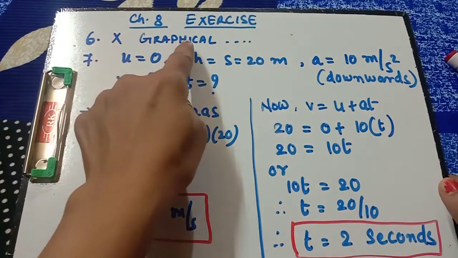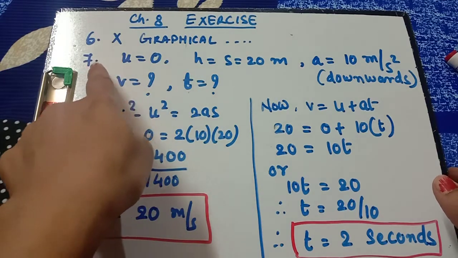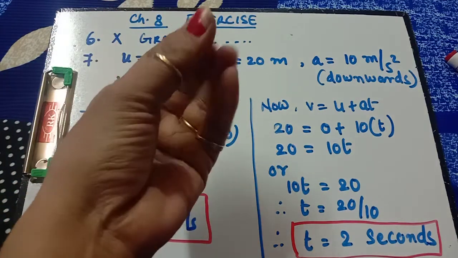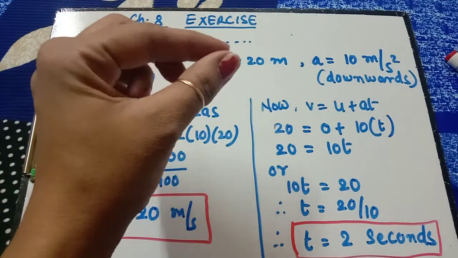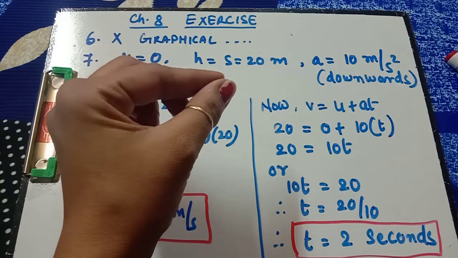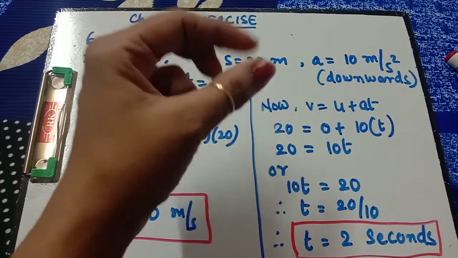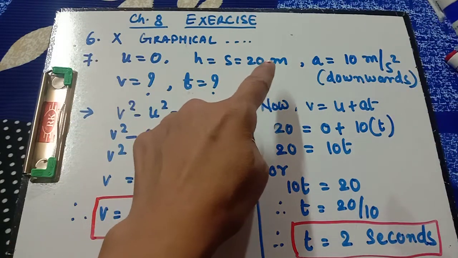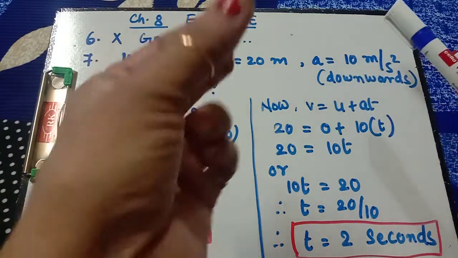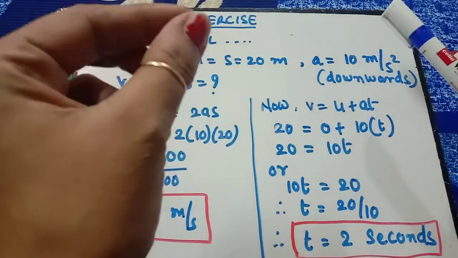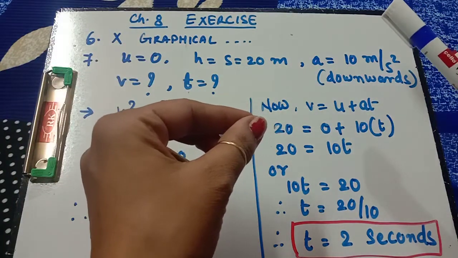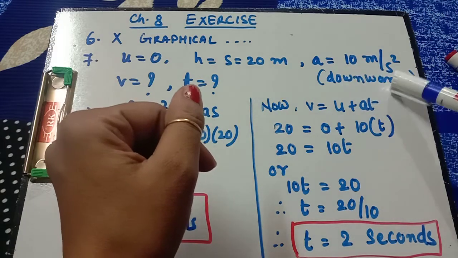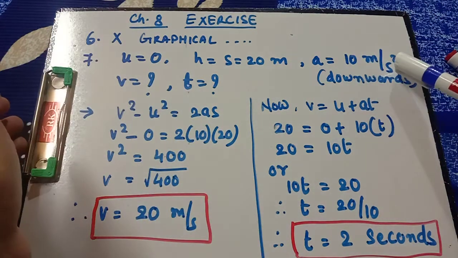Question number 6 is excluded. We are not doing graphical method, we are doing question number 7 now. The ball is dropped. For example, I have a ball and I am dropping it, that means initial velocity is 0. At a height of 20 meter, that we will take as a distance, s is equal to 20 meter. The more the object goes down, its velocity increases. That increase in velocity we say acceleration, in the downward direction, 10 meter per second square.